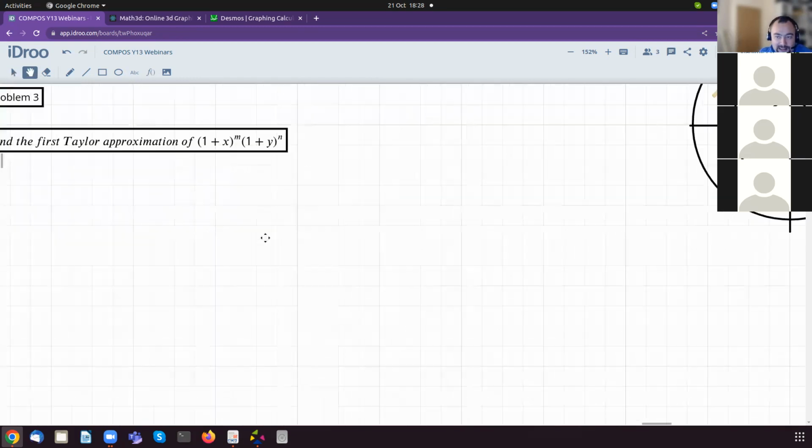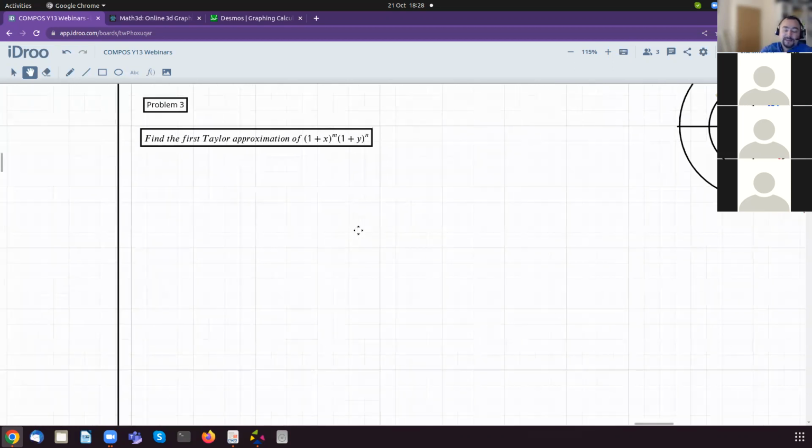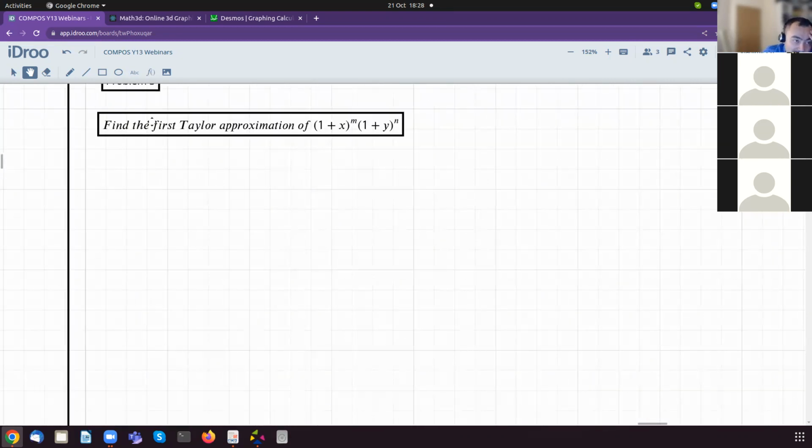Maclaurin and Taylor series are pretty much the same thing. It's just that for the Maclaurin series, we find the approximation at 0. This is key to understanding Taylor series and understanding how important it is.